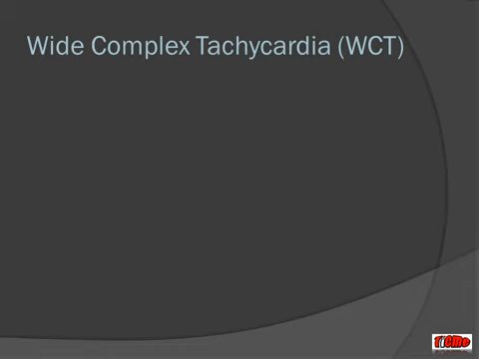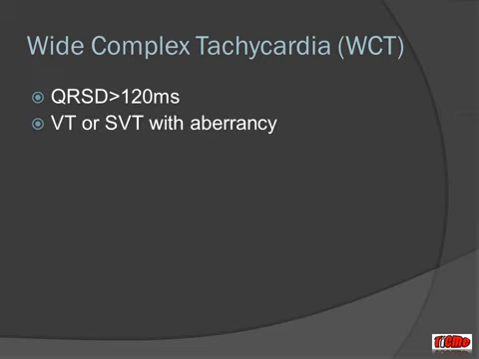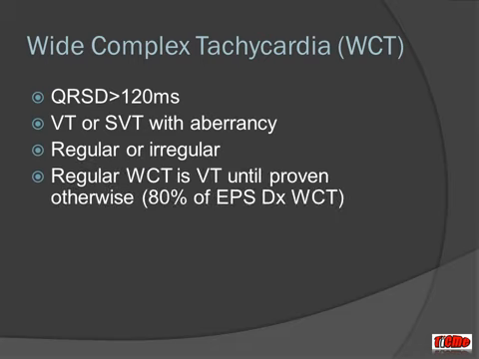Alright, so let's get into wide complex tachycardias. They're defined as tachycardias with a QRS duration of more than 120 milliseconds, or 3 little squares. As we said, they are either ventricular origin rhythms or supraventricular tachycardias with aberrant conduction pathways. You can classify them as regular or irregular tachycardias.